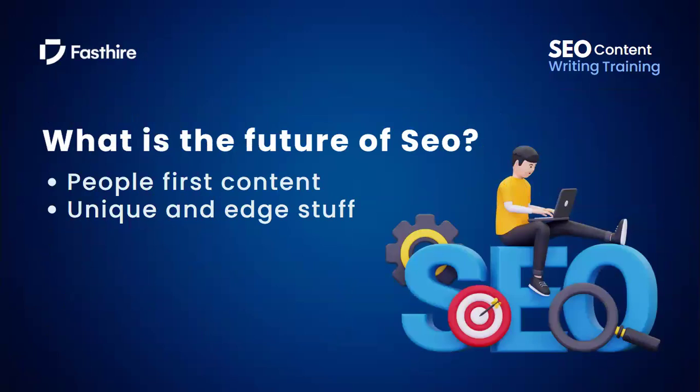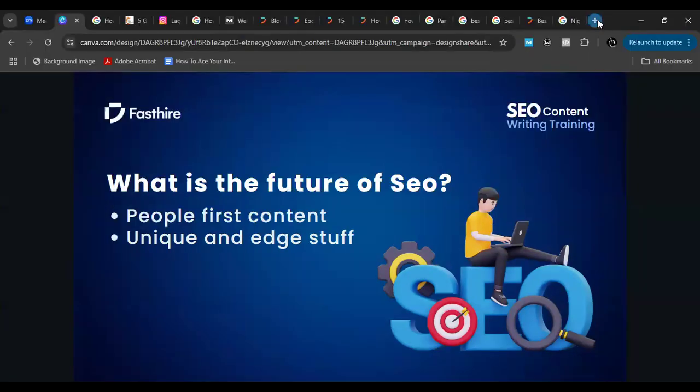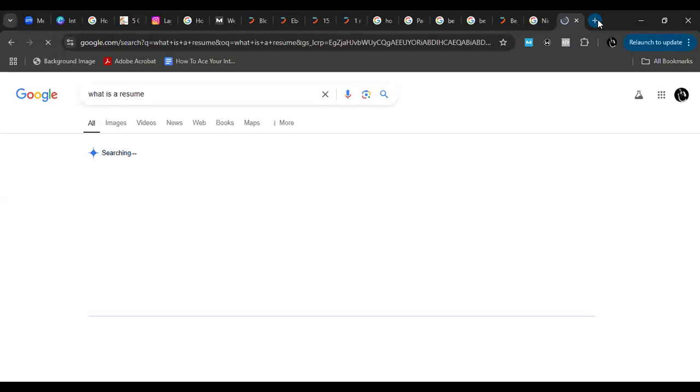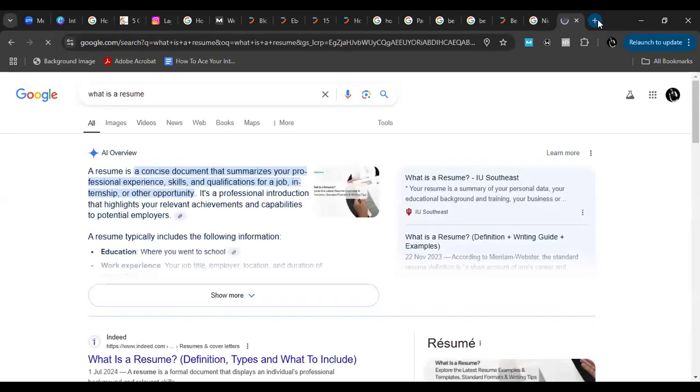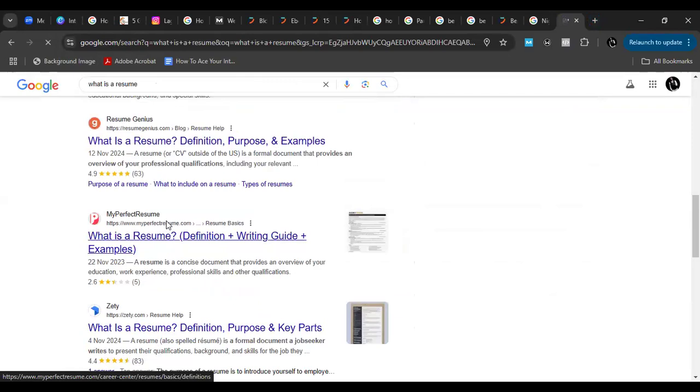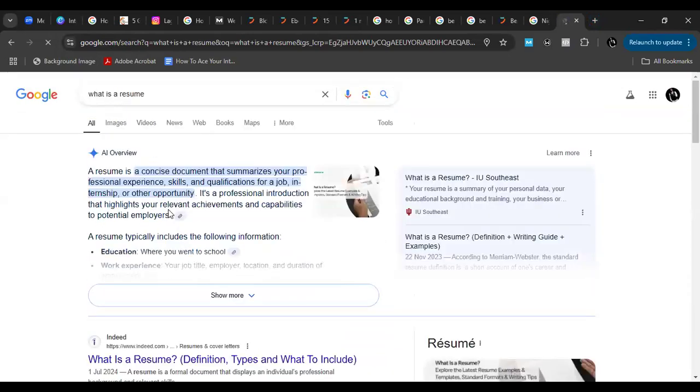So what is the future of SEO? The future of SEO is people-first content. Like I told you guys, for instance, let's do a search here. What is a resume? Watch, Google is giving us an AI answer, even without us using any AI. This is Gemini, Google's own AI, giving you the answer already. So if Google's AI is already giving you the answer, why bother to create content? That's not a question you're going to ask yourself, but we're going to treat that in the next class.